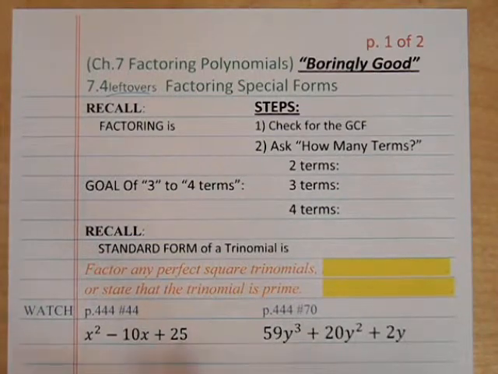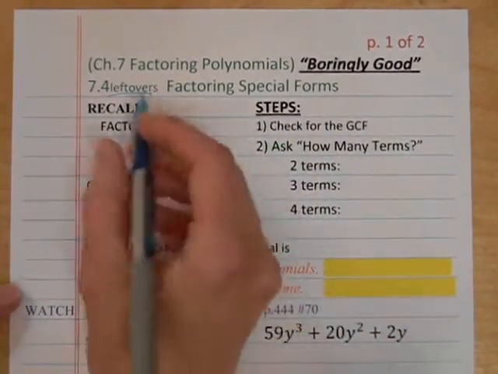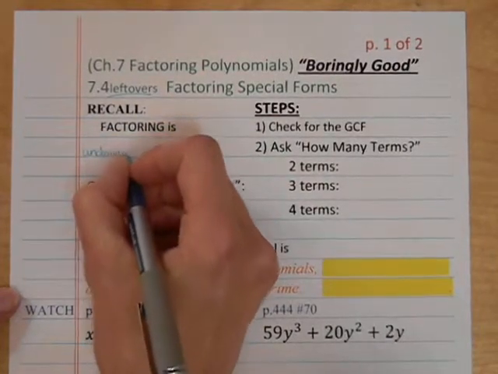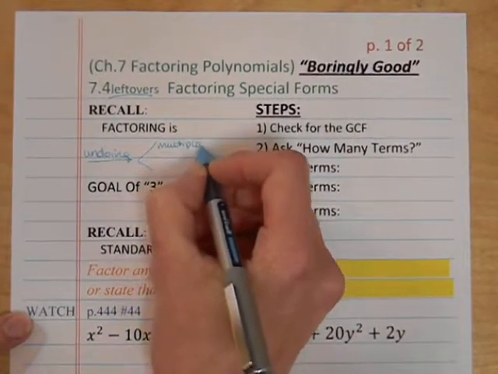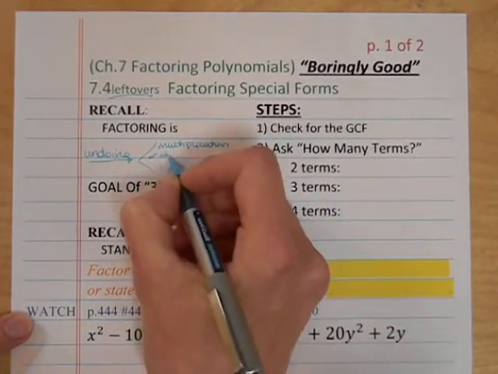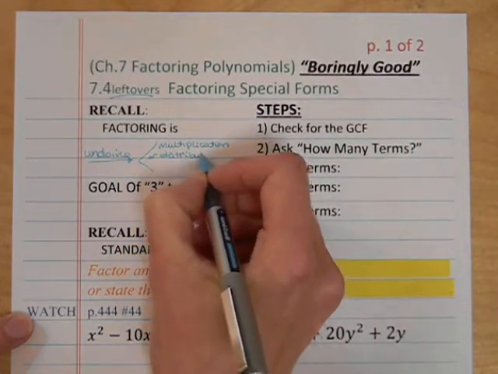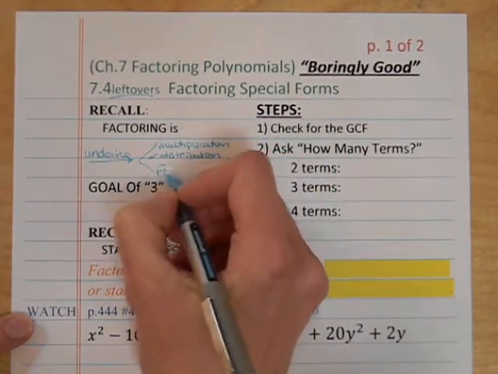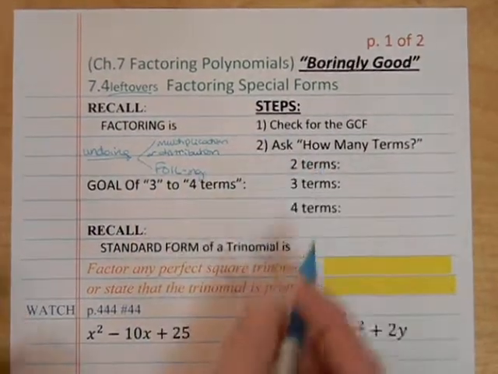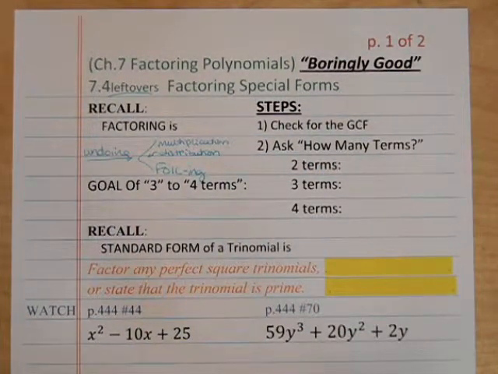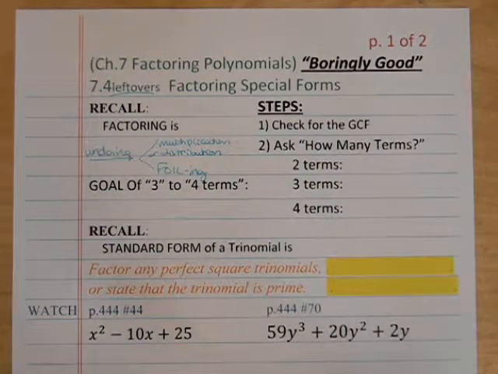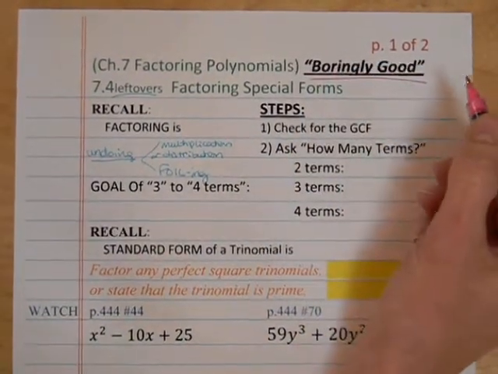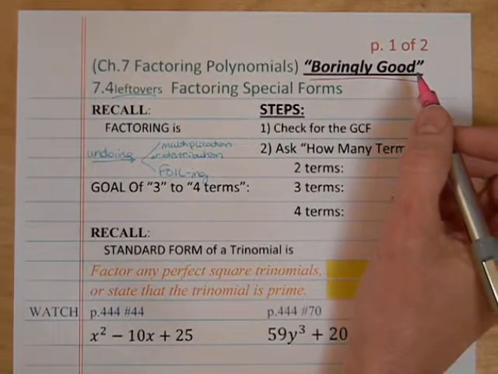But let's review just a little bit here. When we are factoring, what we're really doing is we're undoing, or we're splitting apart, the results that came from multiplication or distribution or foiling. So factoring is really the splitting or the undoing of that, going back to the original setup before it had been foiled or distributed or multiplied together. And we're going to get boringly good at factoring by always doing two things before we get started.